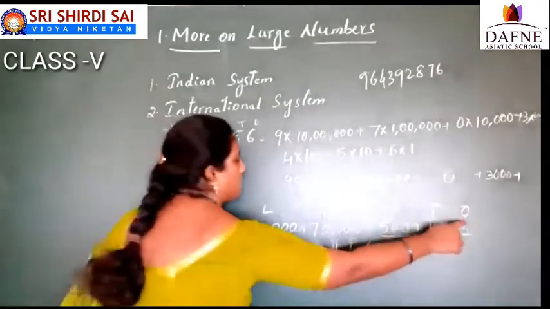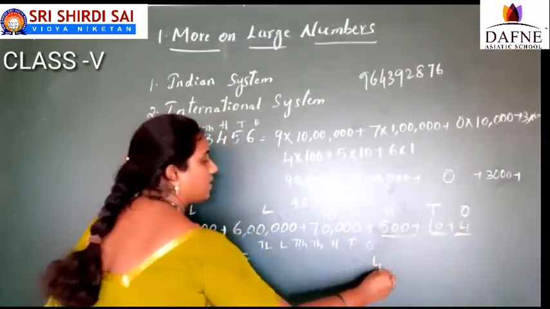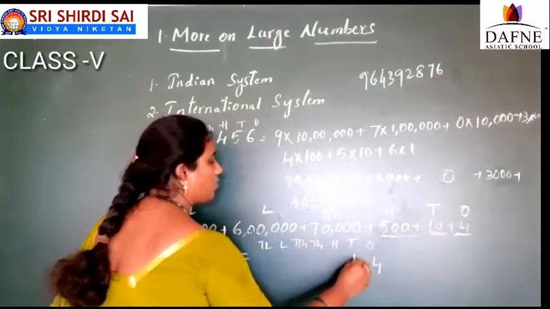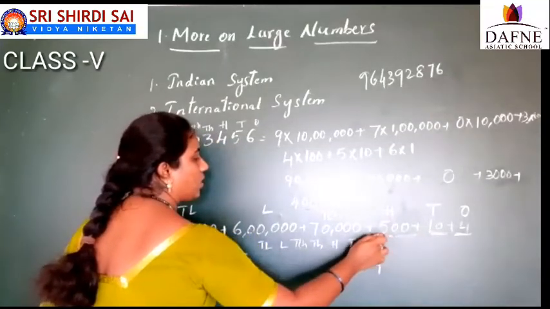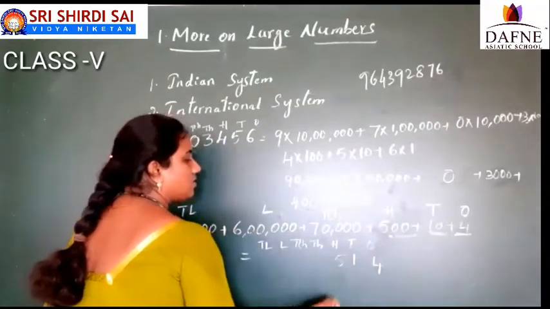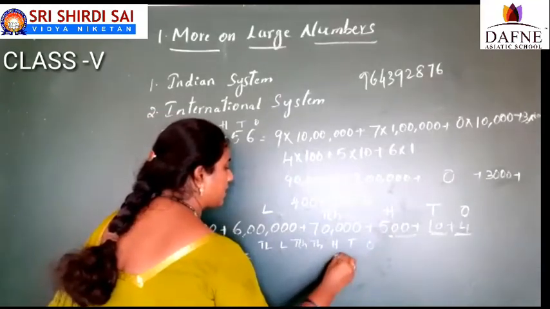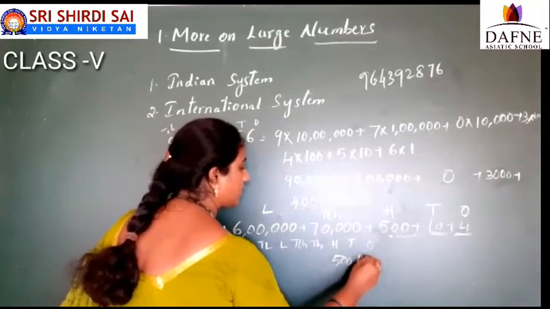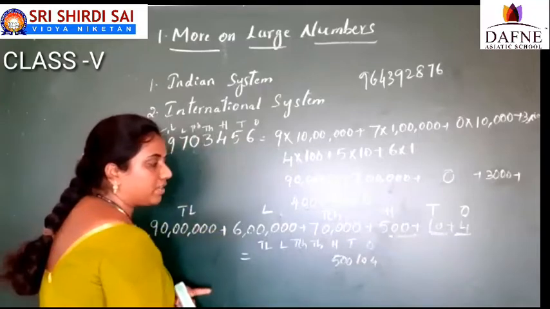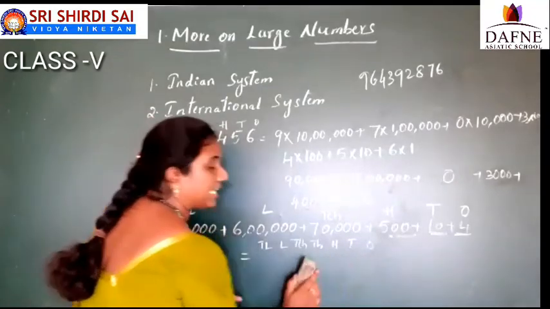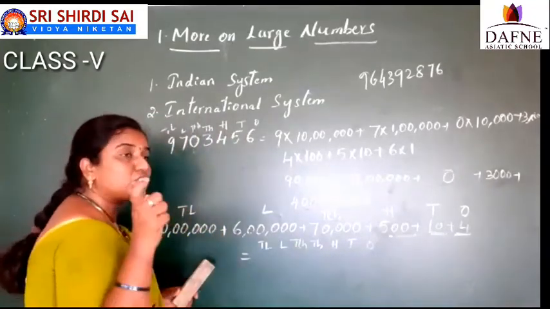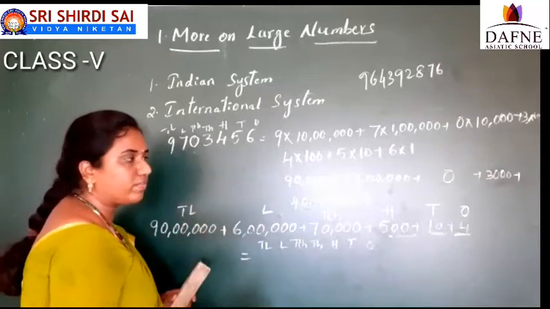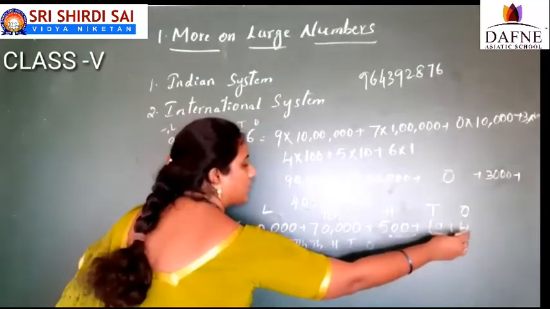Now in the ones place, what is the number? 4. In the tens place, what is the number? 1. In the hundreds place, what do you have to write? 5. So don't write like 500, 10, 4. This is not the correct way, because we are not writing the number in the expanded form. We are writing in the short form. So we have to write only these numerals.